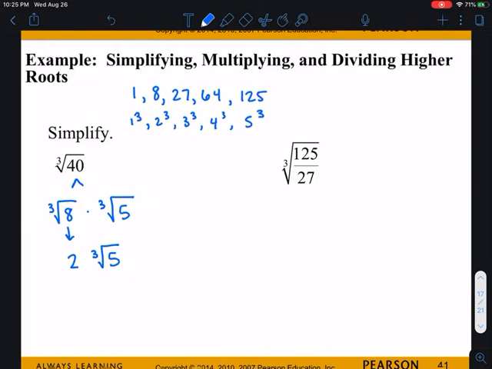Now, if I look at the next example, we're taking the third root of 125 over 27. Well, if I go look at the little list that I just made, those are all perfect cubes, right? I could take this and find the third root of 125 and the third root of 27. Well, the third root of 125 is going to give us 5. And the third root of 27 is going to give us 3, and that's not so bad.